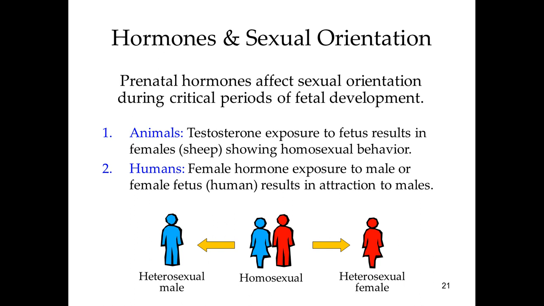We see this again in other animals as well. We see that testosterone exposure to a female fetus results in that female sheep showing homosexual behavior. So, there's, again, a lot of evidence to suggest that all of the components of sexuality are determined prior to birth and not afterwards.